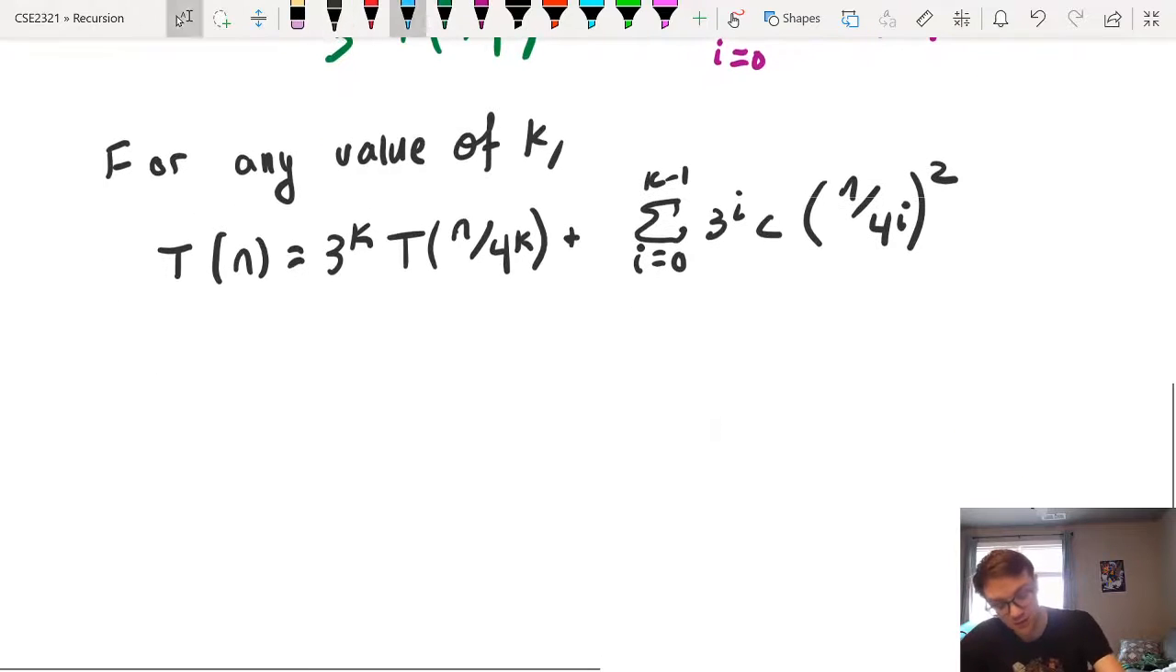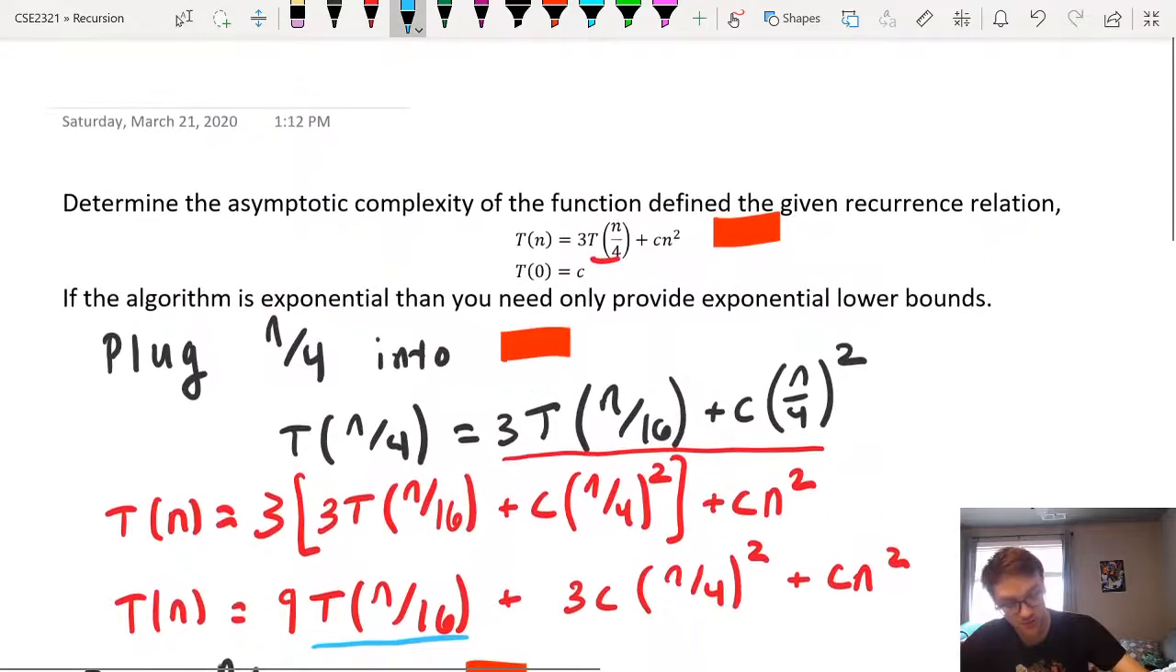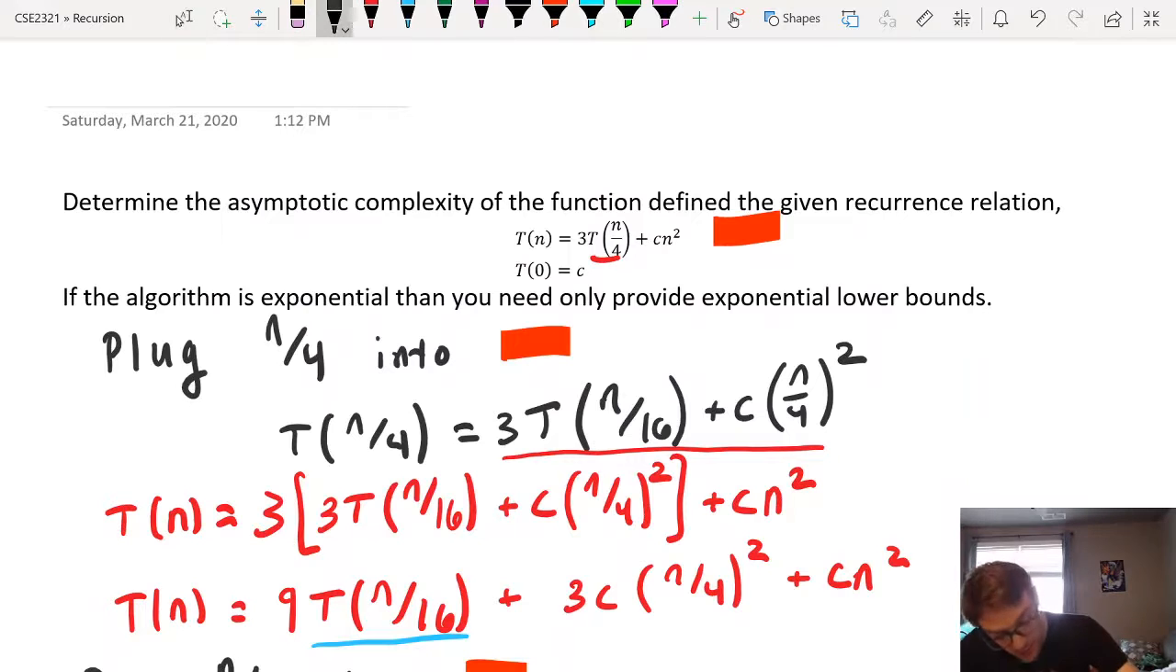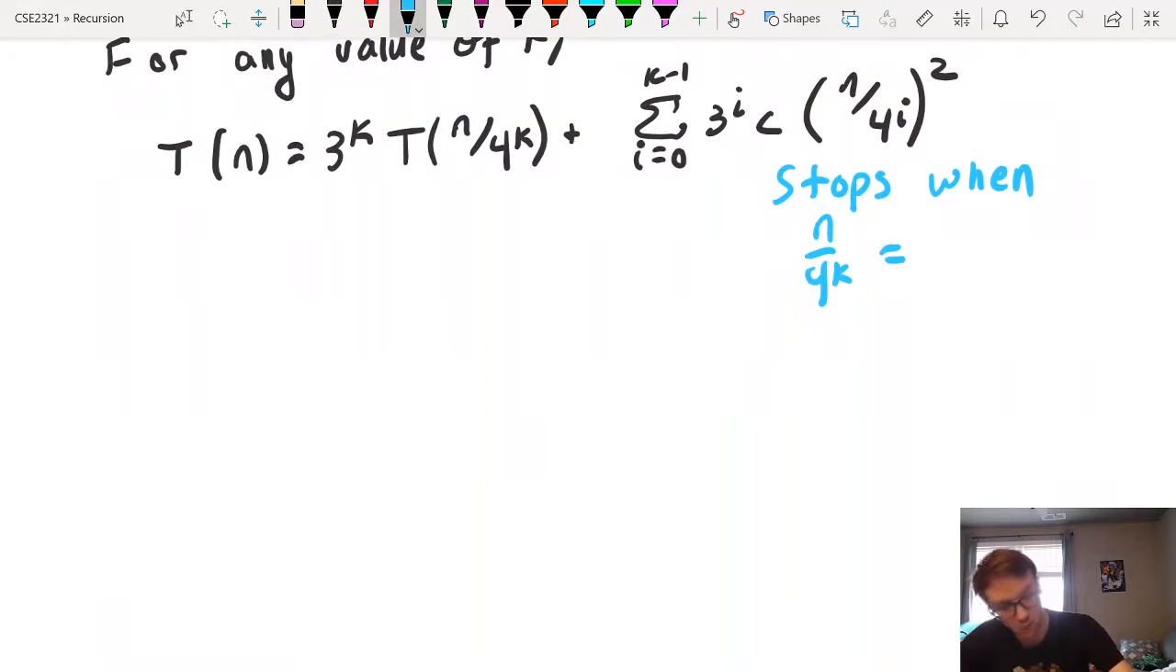Now, just like we've done every other time, we want to find out when does this stop. It stops when our thing inside of T, which in this case is n over 4 to the k, is equal to our base case. So let's scroll up. What's our base case? We have a typo. Should have been T of 1 equals c. So we want to set this equal to 1. Let's solve that for k.